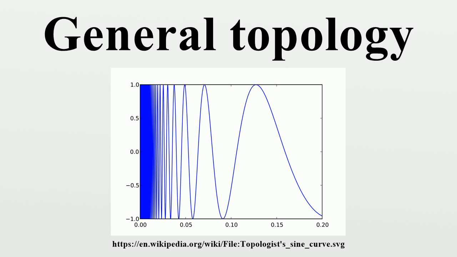Connected sets. A topological space X is said to be disconnected if it is the union of two disjoint non-empty open sets. Otherwise, X is said to be connected. A subset of a topological space is said to be connected if it is connected under its subspace topology. Some authors exclude the empty set as a connected space, but this article does not follow that practice.